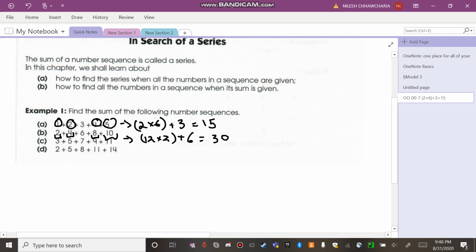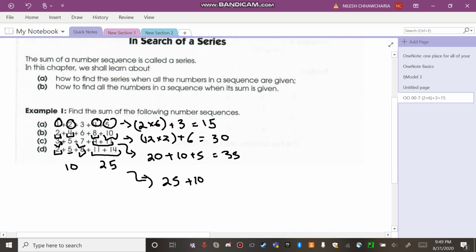And then same thing for C. We see that 9 and 11 are 20 and 7 and 3 are 10, which makes our life a lot easier. This is 20, this is 10, and then we just add the 5 at the end. So that's 20 plus 10 plus 5, which is 35. Then for D, we see that 11 and 14 make 25, and 2 and 8 are 10, and then we have the 5 in the middle. So that's 25 plus 10 plus 5, and that's 40. Let's go to our next problem.